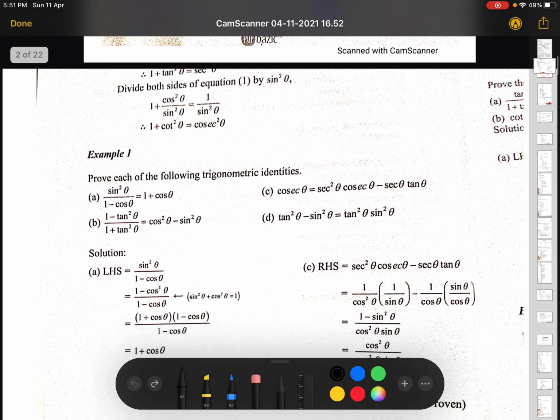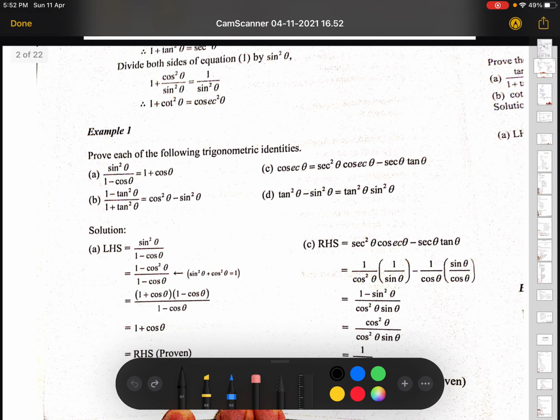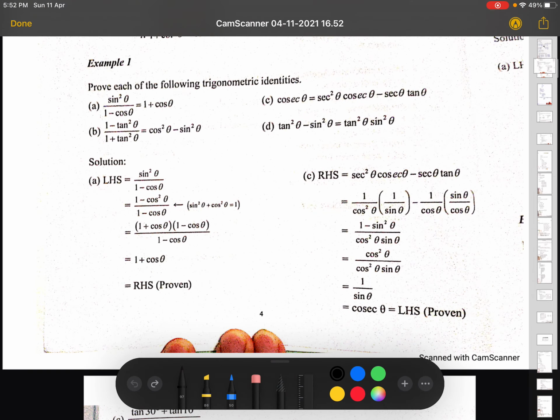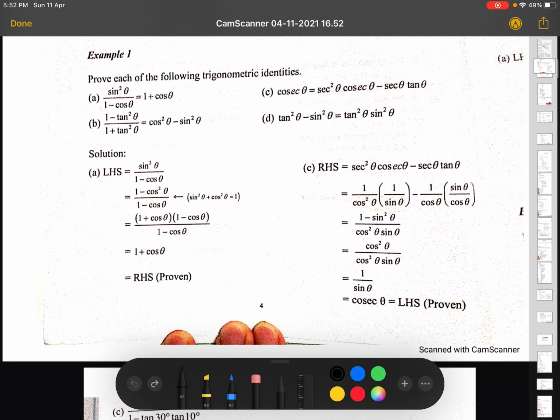So I'm going to go through the first questions first. They're going to get harder over time. So this one: prove each of the following trigonometric identities. So LHS is equal to sine square theta over 1 minus cos theta. So the thing you want to try and do is connect this to this. So how would you connect them?